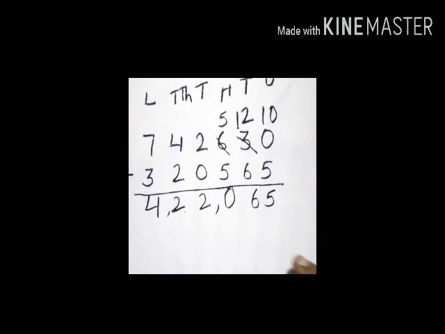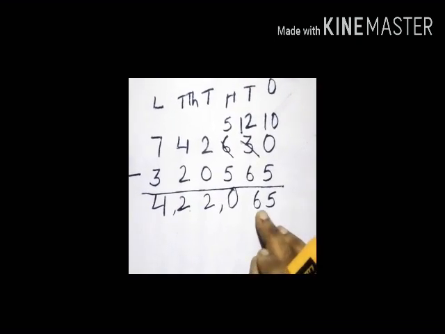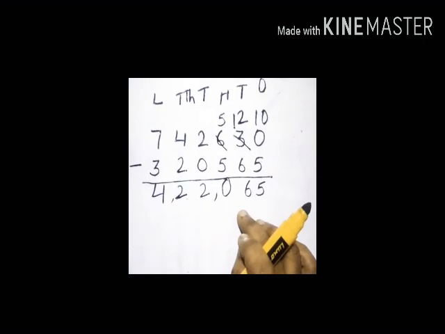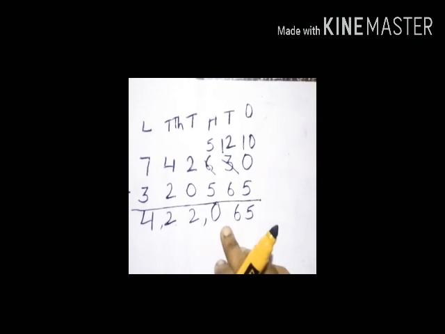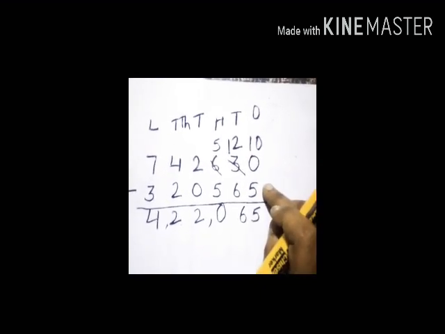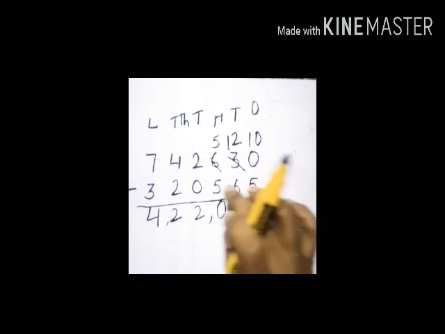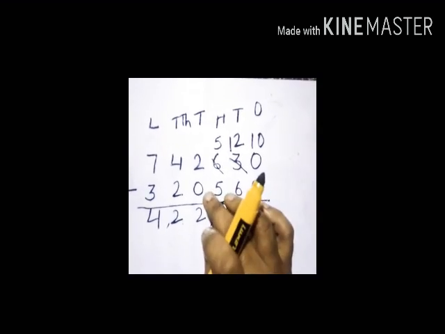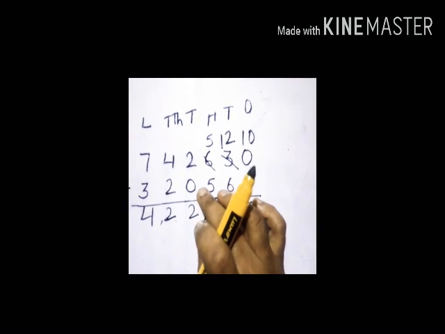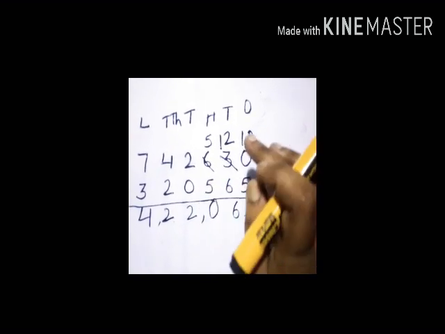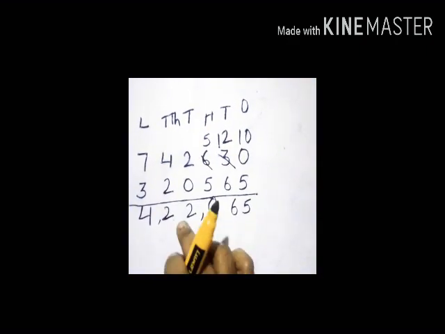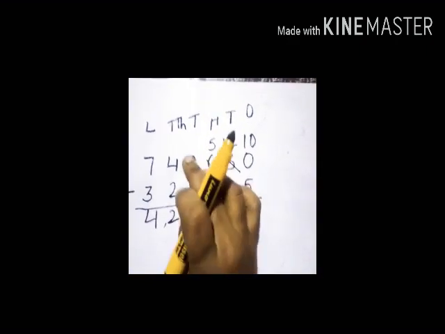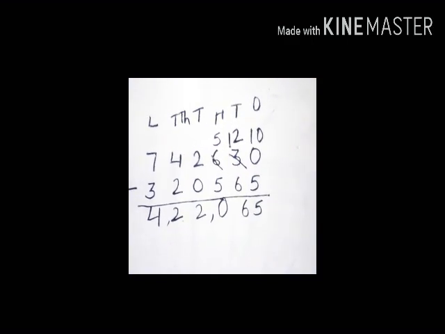Now see how we check this. How we check whether this answer is correct or not. For that, you add the answer and the number which got subtracted. You have to add these two numbers. You should get the number from which it was subtracted. When you add these two numbers, you should get this number. Okay, let us check our answer.